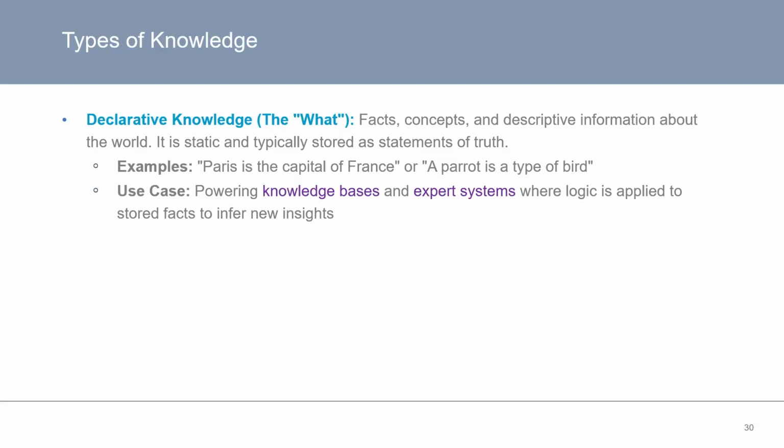First, there's declarative knowledge, which we can think of as the what in knowledge. This includes facts, concepts, and descriptive information about the world. It is static and typically stored as statements of truth. Examples might include, Paris is the capital of France, or a parrot is a type of bird. This type of knowledge would be used for powering knowledge bases and expert systems, where logic is applied to stored facts in order to infer new insights.